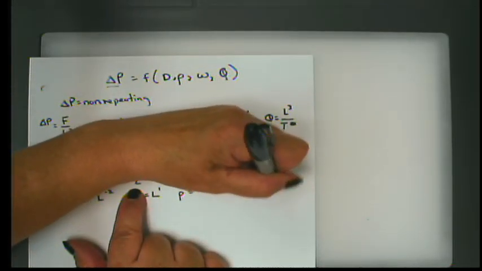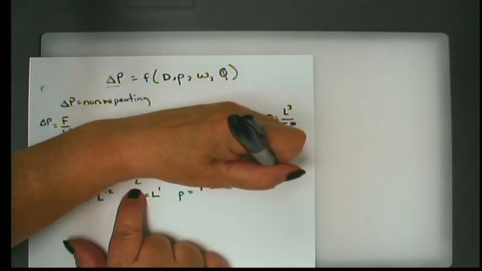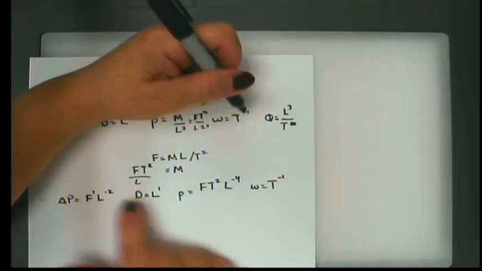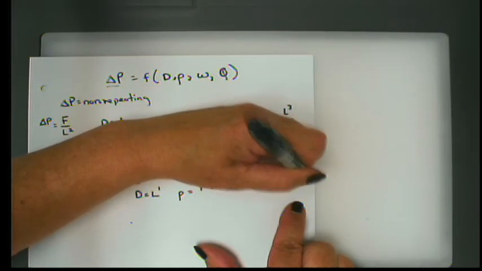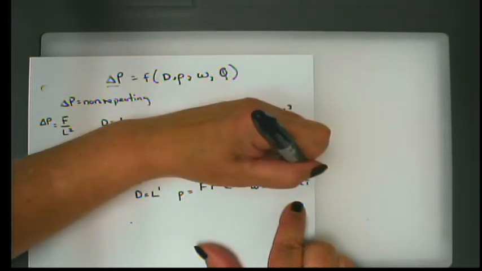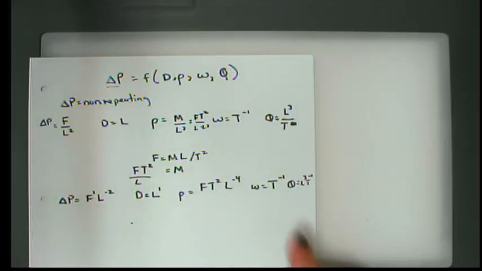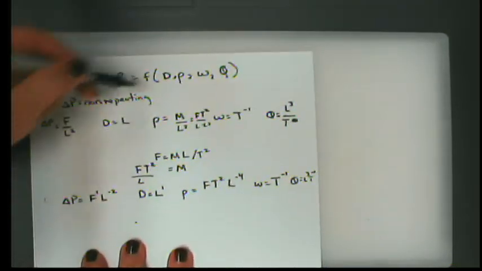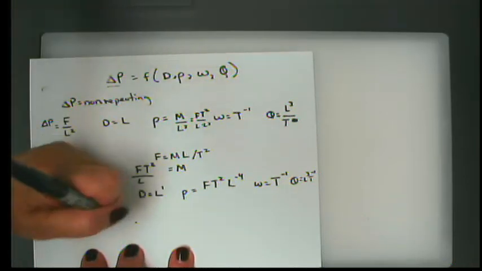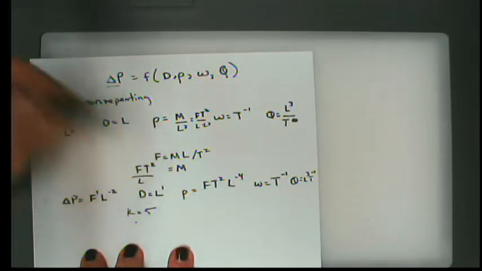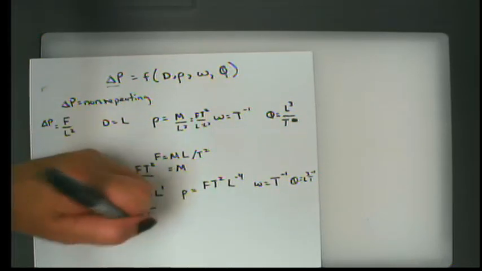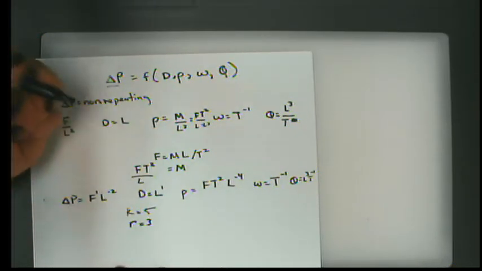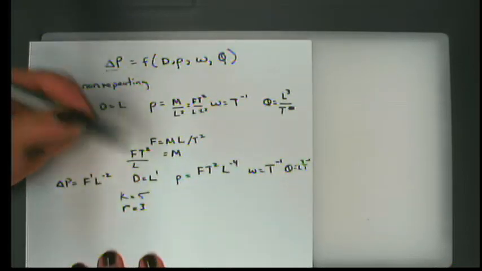Omega is time to the minus 1, and Q is length to the third time to the minus 1. All right, so we have 1, 2, 3, 4, 5 variables, so K is equal to 5. Our reference dimensions are force, length, and time, so that's 3. Okay, so that tells us two different things.